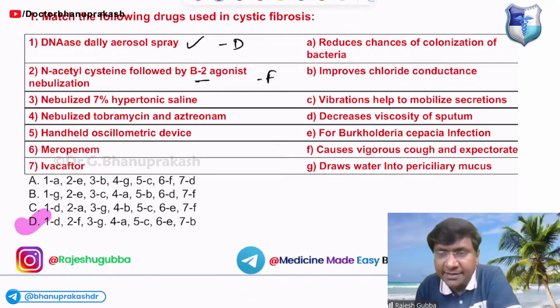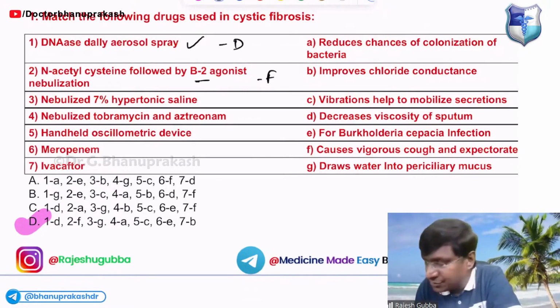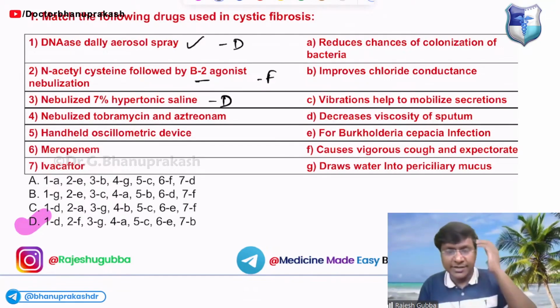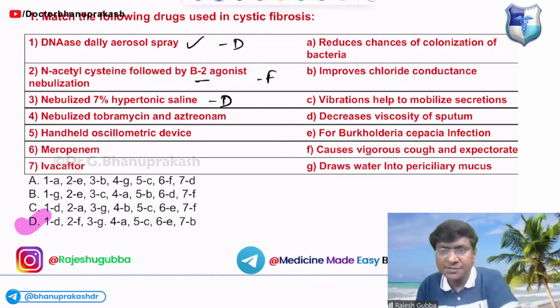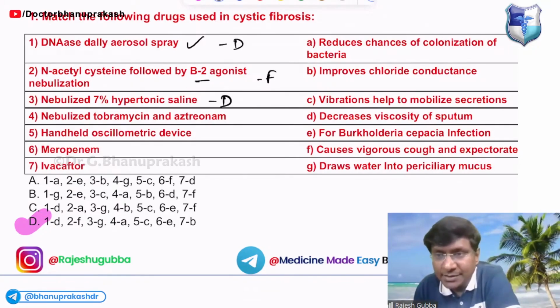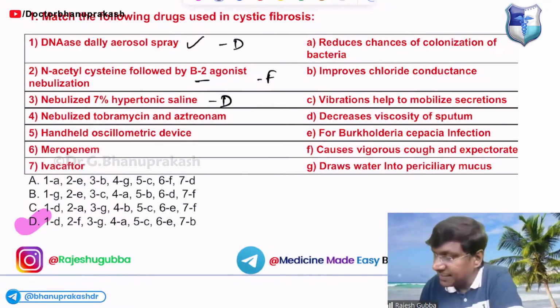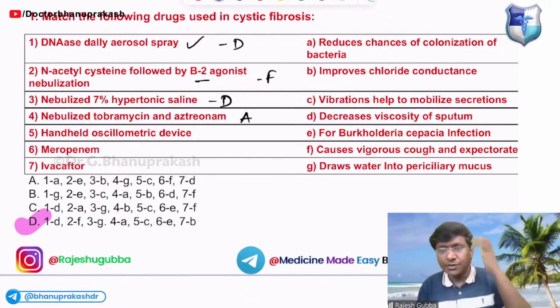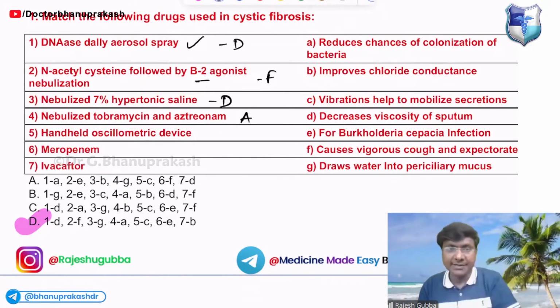Nebulized 7% saline in cystic fibrosis. For what reason do we give it in this individual? That is mainly to draw water into the periciliary mucus. So 7% sodium chloride will cause liquefaction of the sputum. Right? Nebulized tobramycin is mainly to reduce the colonization of bacteria.